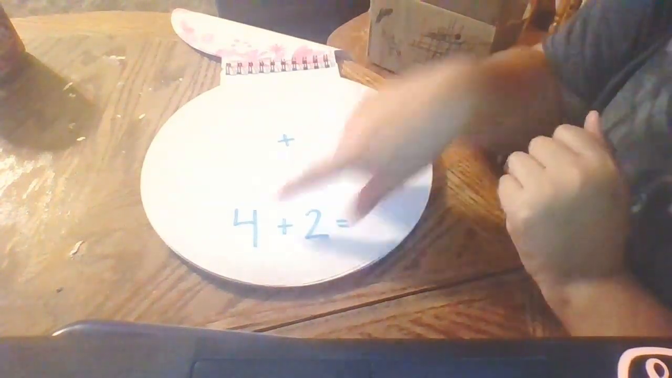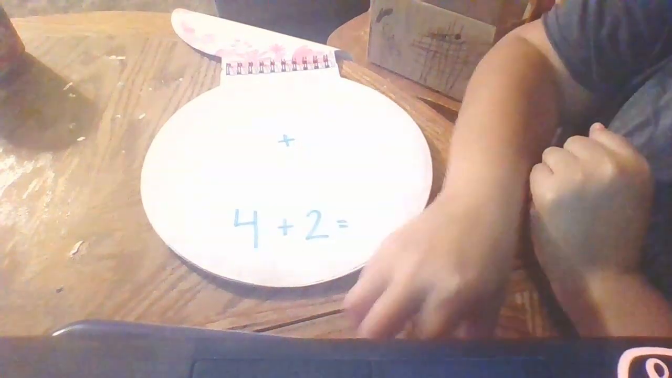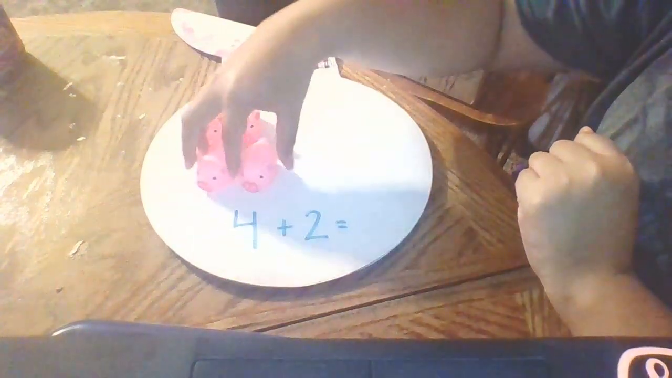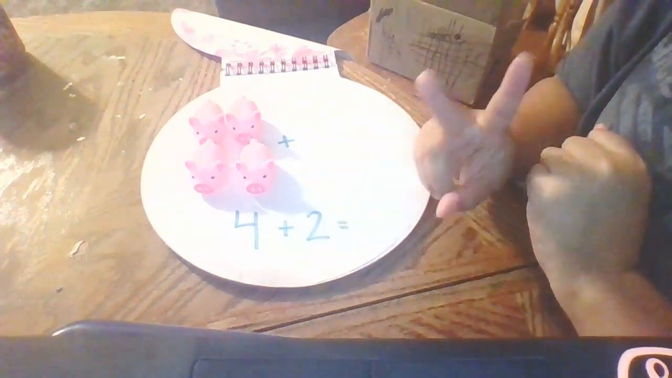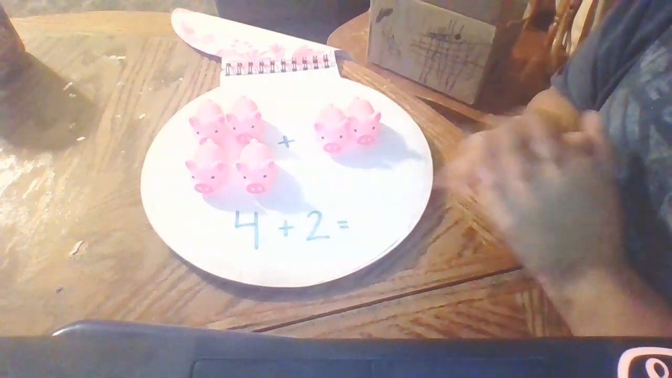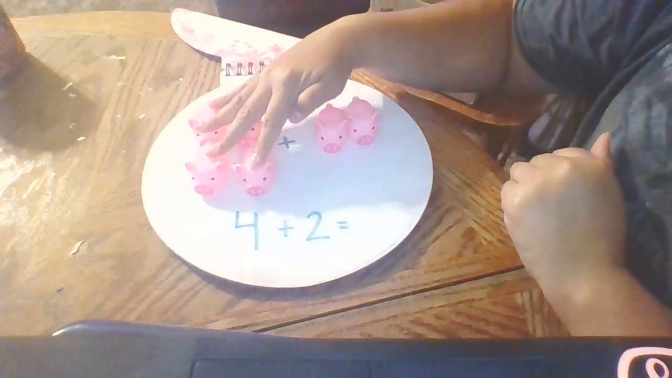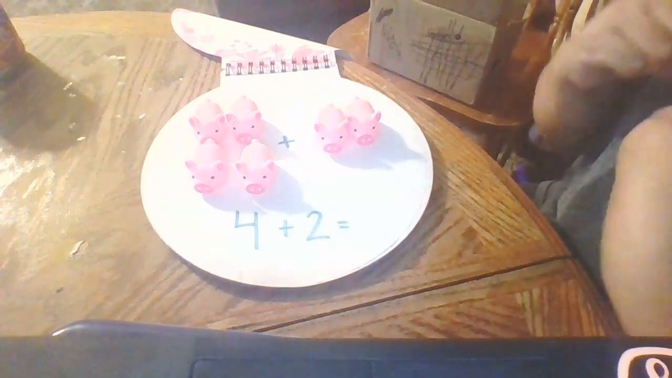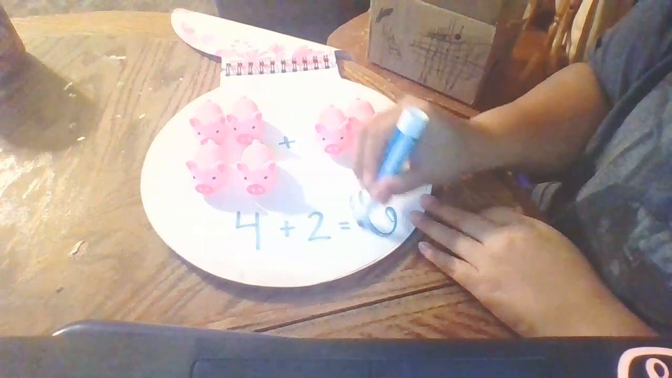Here's the next one. We are going to start off with how many pigs? 4 pigs. So let me put my 4 pigs up here. Here's my 4 pigs. And we're adding how many more? 2 more. So I'm adding 2 more. Now we need to figure out how many are all together. I have 4 on this side. 4, 5, 6. I have 6 pigs all together. So I'm going to write my number 6.